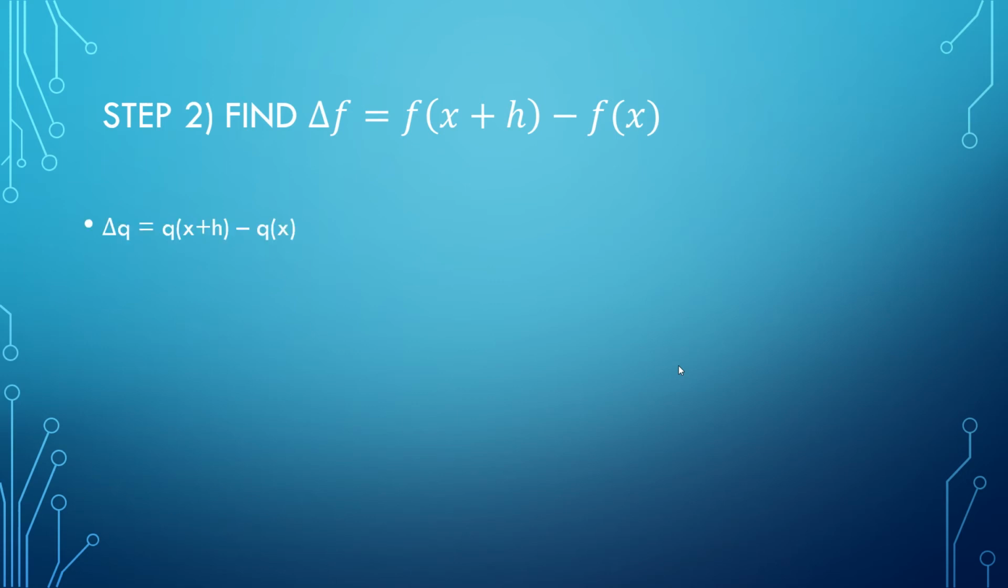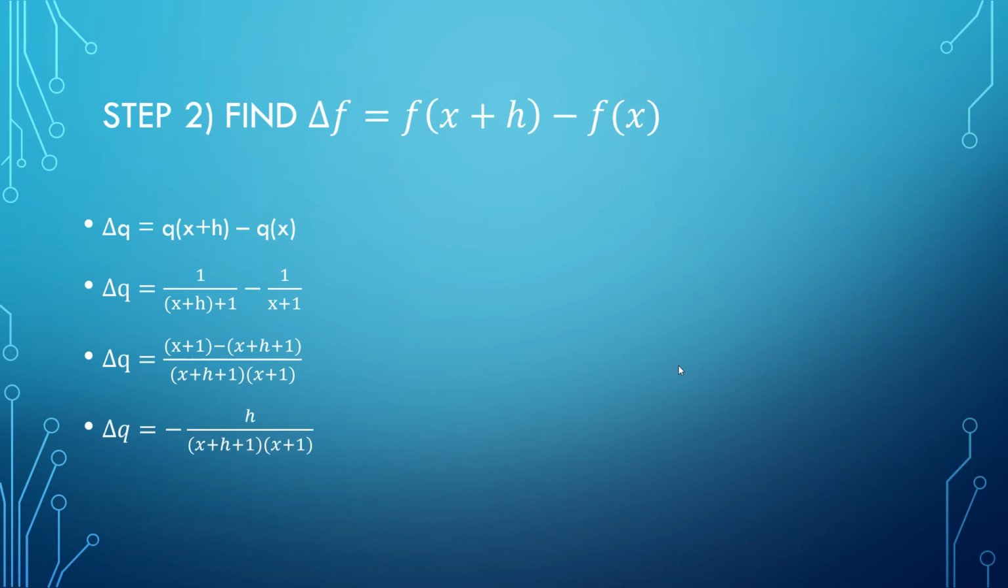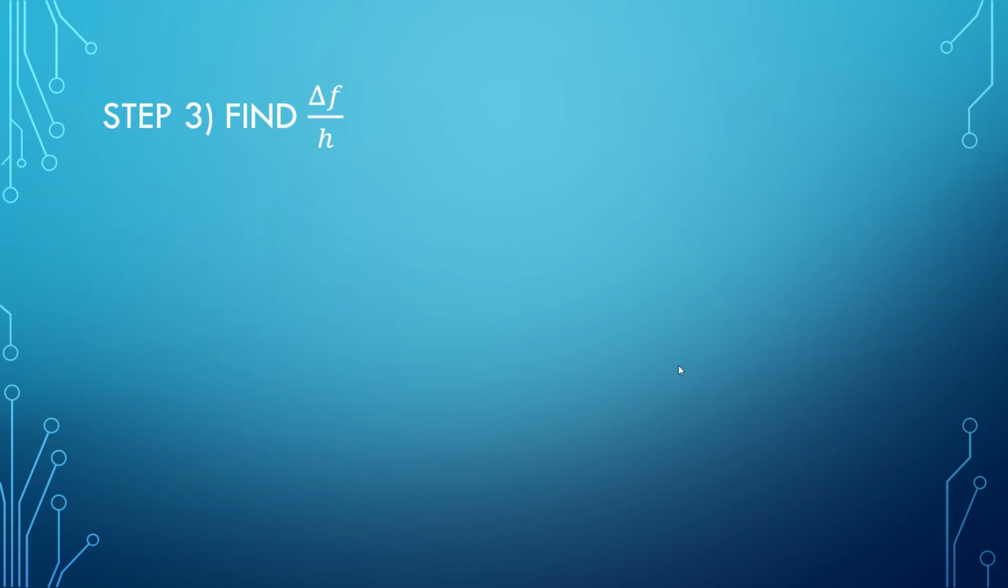So we have delta q equals q of x plus h minus q of x, which is delta q equals 1 over the quantity x plus h plus 1 minus 1 over x plus 1. And then to simplify, we have delta q equals numerator x plus 1 minus the entire quantity x plus h plus 1, all over x plus h plus 1 times x plus 1, which can be simplified down to delta q equals negative h over the quantity x plus h plus 1 times x plus 1.